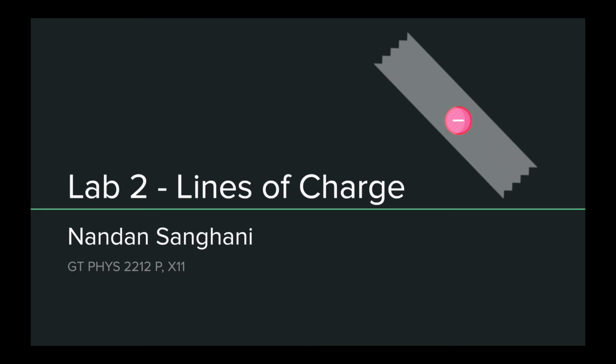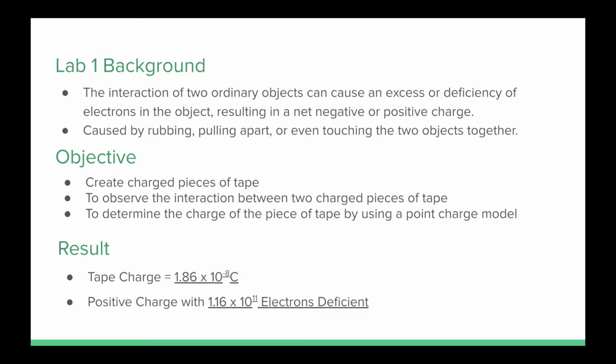Hi, my name is Nandan Singhani, and I'll be going over Lab 2 of Physics 2212, which is titled Lines of Charge. For some background on Lab 1, we observed that the physical interaction between ordinary objects can create an excess or deficiency in electrons, resulting in a net positive or negative charge.